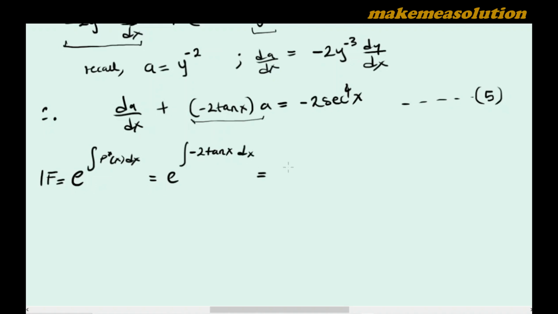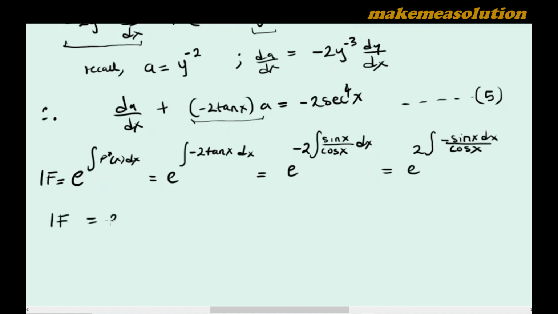So let's go together. This is exponential, remove the minus 2, integral of tan x. Tan x is sine x over cos x dx, and this is exponential. I'll have to send the minus sign inside, so minus sine x dx over cos x. So our integration factor is exponential to integral of minus sine x dx, which is d of cos x.